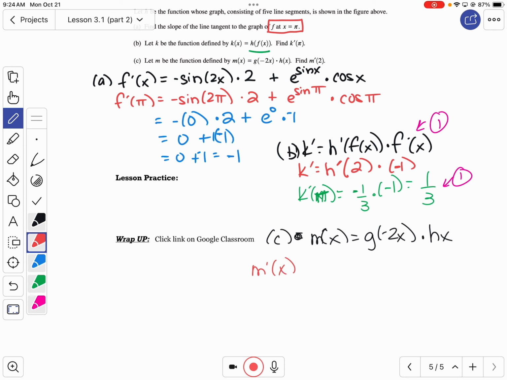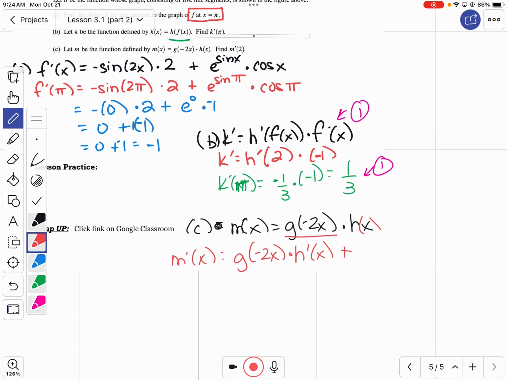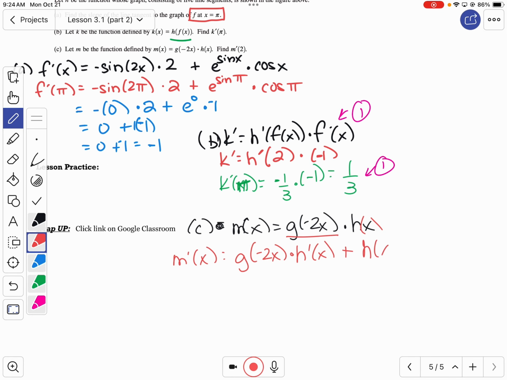So m prime says that we're going to take the first times the derivative of the second, which would be h prime, plus the second times the derivative of the first. Now be careful here. What's your outside function?